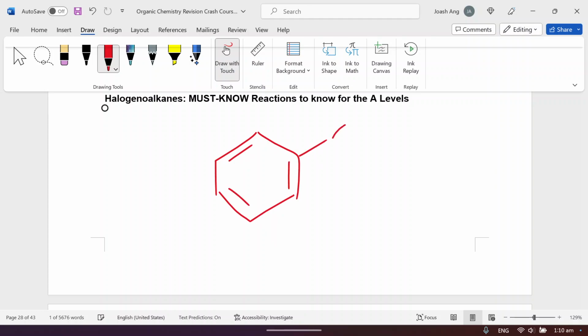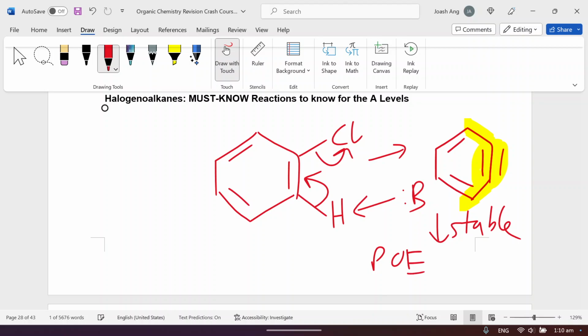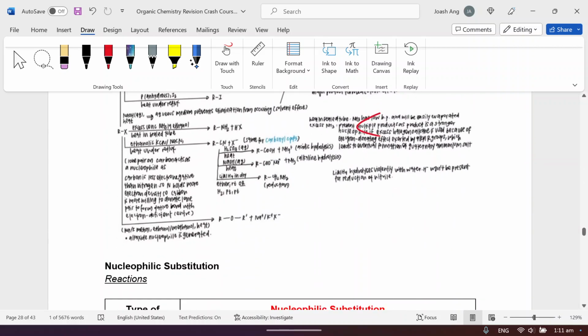If I give you this and I have a base, then this product will be formed, which is actually very, very unstable because you can see that this portion right here is supposed to be linear, but because of the geometry of the benzene ring, it is forced to be bent a bit. So this one is actually very unstable, and thus your position of equilibrium actually shifts more to the left. Okay, so this is why we don't really undergo elimination for halogenoarenes.